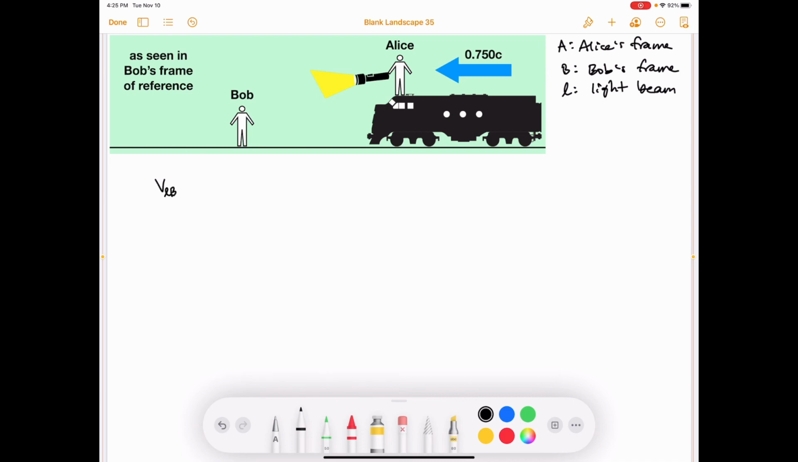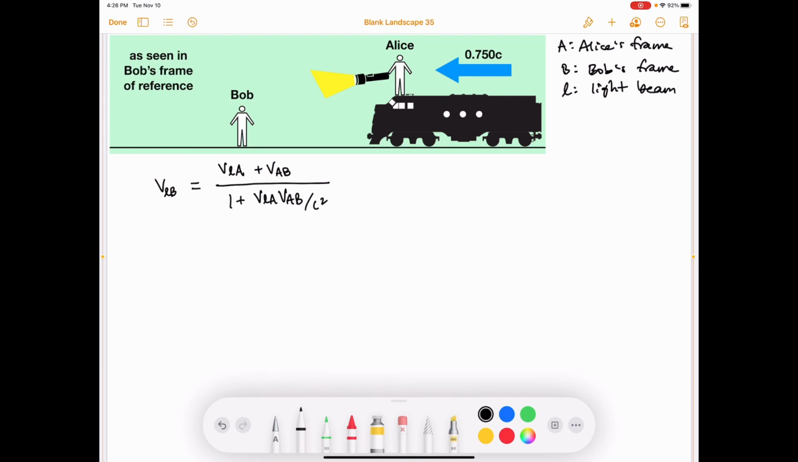VLB, the velocity of that light beam relative to Bob, is what we want to know, is equal to VLA, the velocity of the light beam relative to Alice, plus VAB, the velocity of Alice relative to Bob, divided by 1 plus those same two velocities, VLA times VAB, multiplied together, over C squared. That's how we transform velocities in relativity.